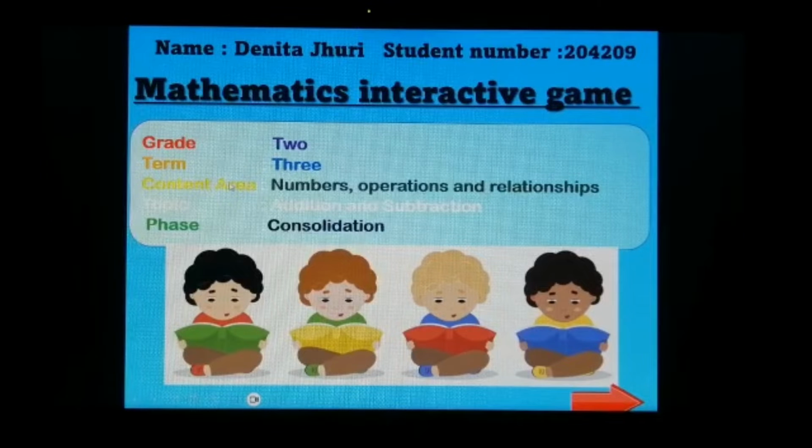So the content area in which the content for this game is found is the numbers, operations and relationships content area, under the topic being addition and subtraction. Also remember that when you're doing your lesson plan, you will be prompted to play this game in the consolidation phase.